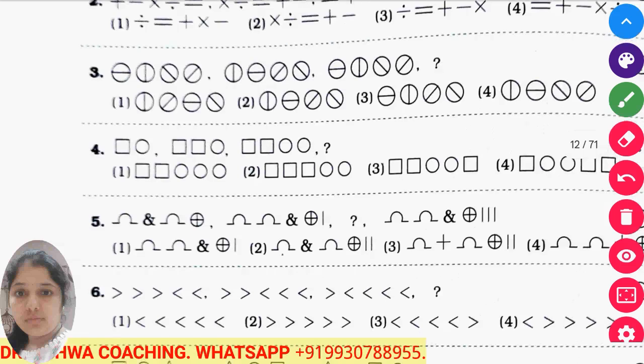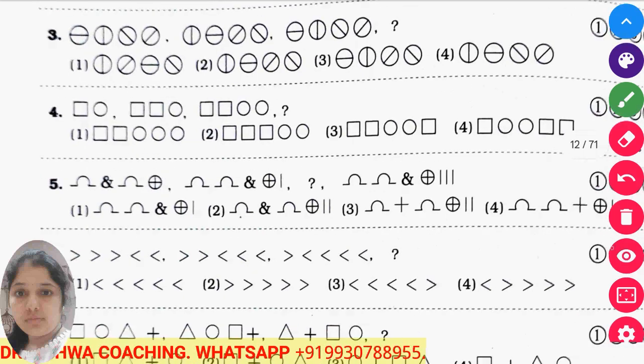Now the fourth figure, if we look carefully: square, circle, then two squares are added, one circle remains as it is, then two squares remain as it is, and one more circle is added. Now what will be the next one? One square is added and two circles remain as they are. So option number 3 is the correct option here.